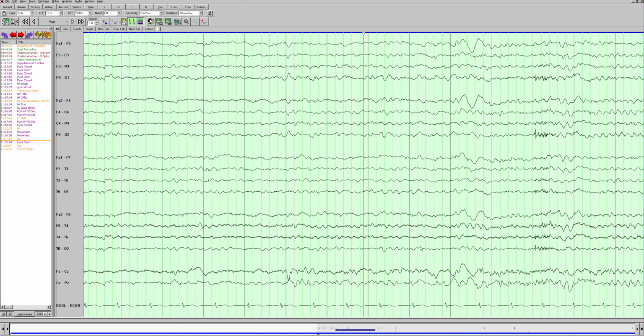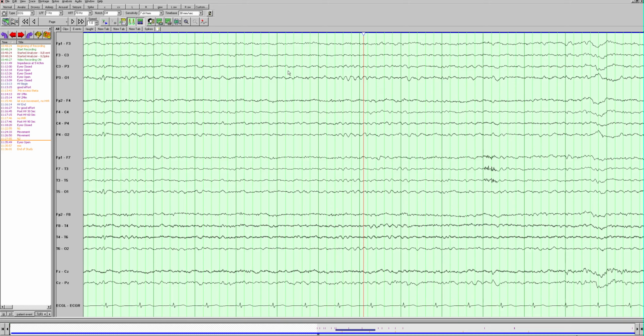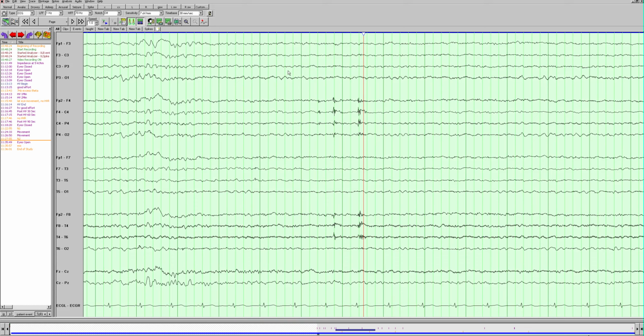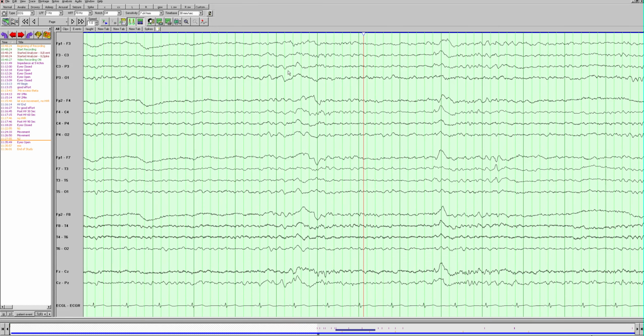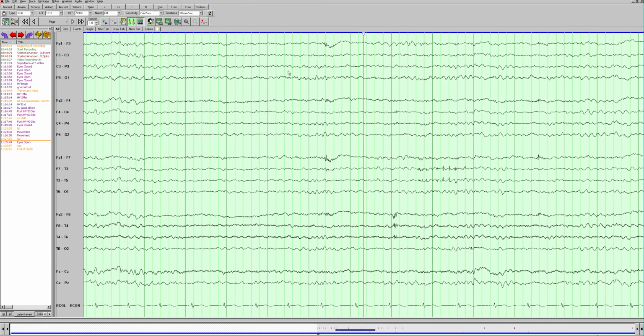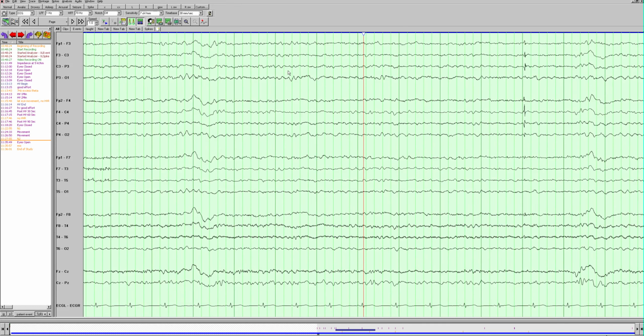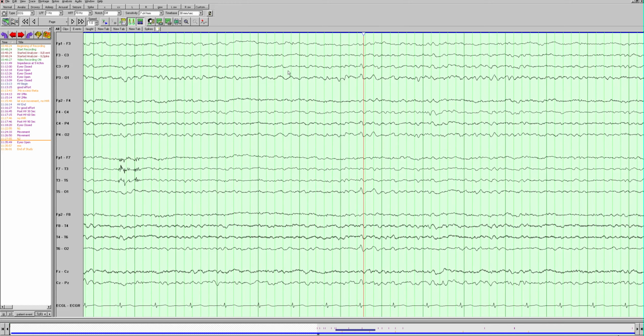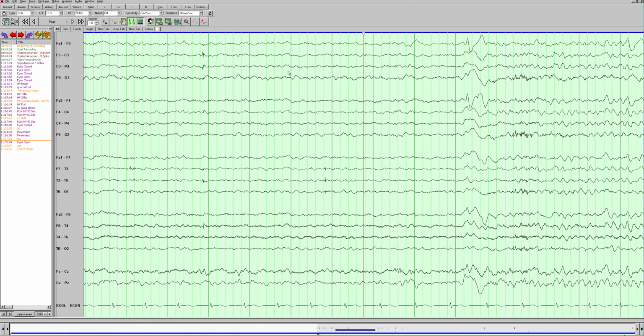So just drowsy here. Here's a vertex wave, the first one we've really seen. This is probably a poorly formed vertex wave, and here's one here. Not very well formed, but we do see the sharp wave phase reversing at the vertex. And as we continue on, we'll look for stage N2 sleep. So far we have not seen any sleep spindles or K complexes. So she's only been drowsy. We have not seen any epileptiform activity. We haven't seen any focal asymmetry.